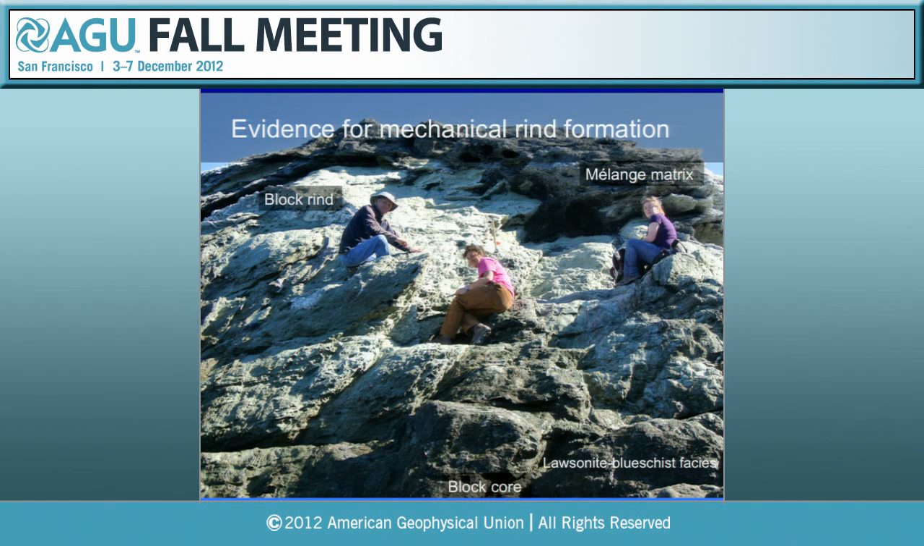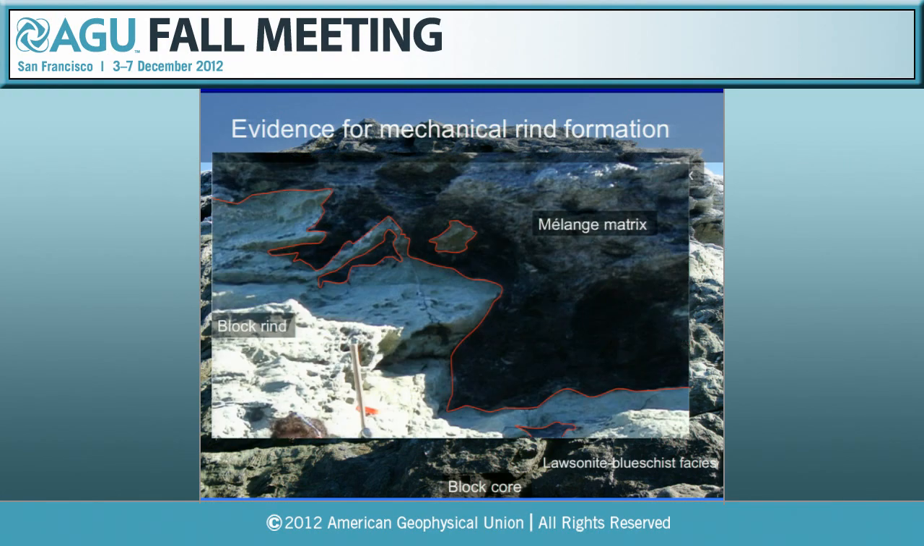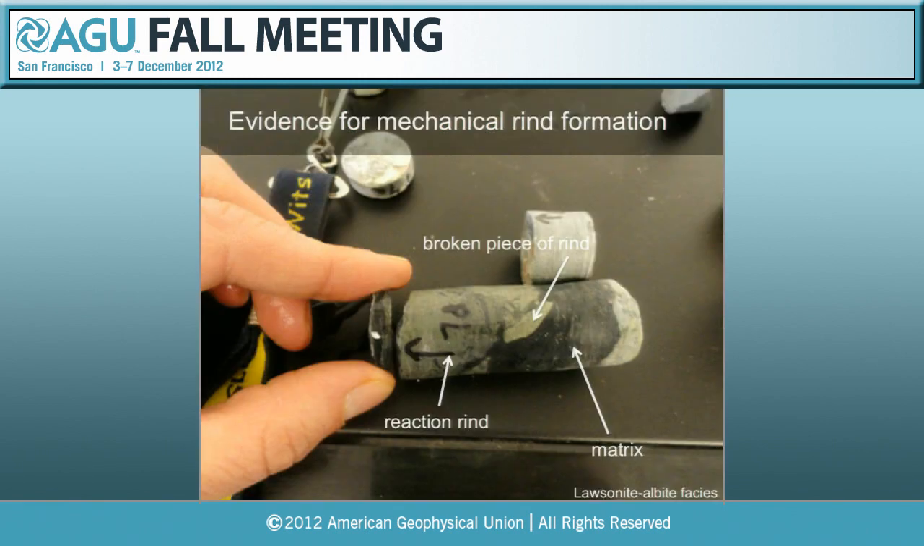One interesting phenomenon that we observed when we looked close up at the contact between blocks and the surrounding melange matrix is that the nature of that contact is really quite complex. It's very convoluted, with bits of rind broken off in the matrix, the matrix worming its way into pockets within the rind, suggesting that this is a very physical process of shearing and mixing. We see this also on the small scale. Don't let the Sharpie pen deceive you here. The reaction rind is this sort of pale green material. We can see little pieces of it breaking off, and the gray melange matrix is worming its way in between those pieces.